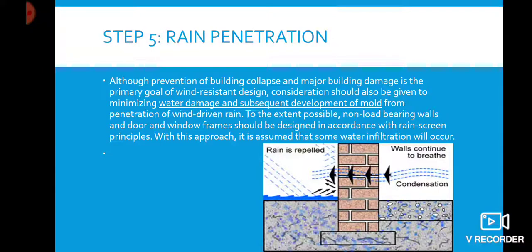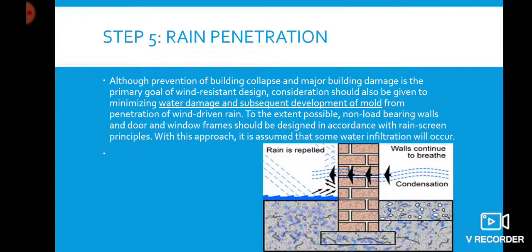Lastly, wind penetration. Although prevention of building collapse and major building damage is the primary goal of wind resistant design, consideration should also be given to minimizing water damage and subsequent development of mold in walls from penetration of wind-driven rain.